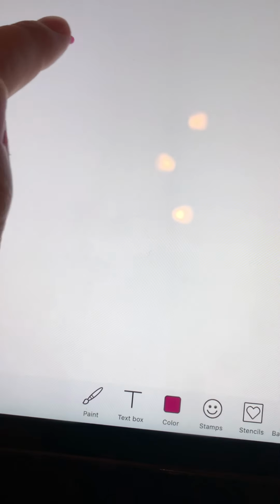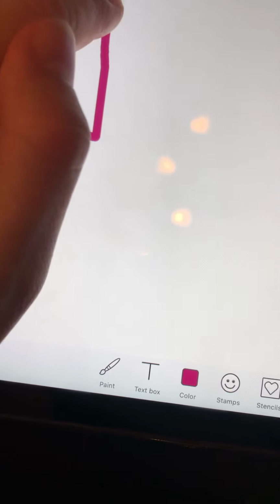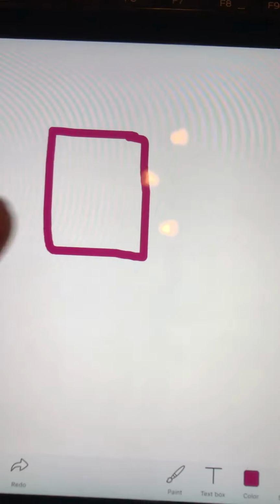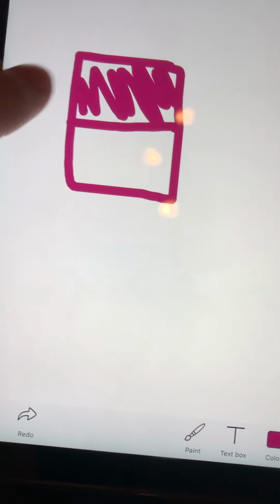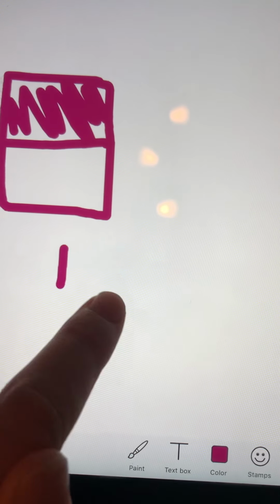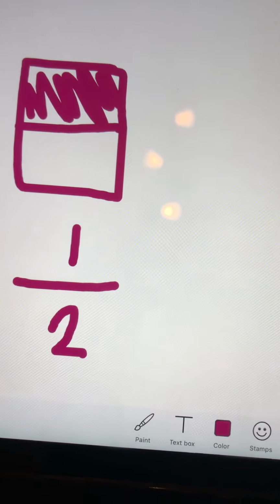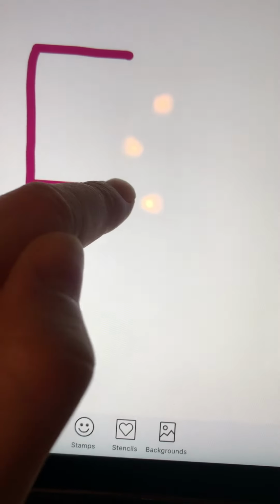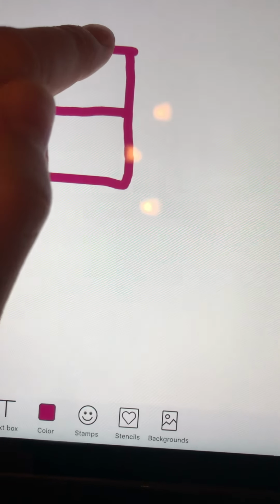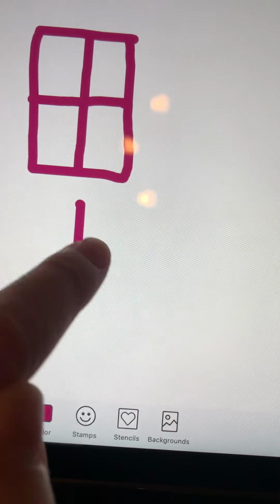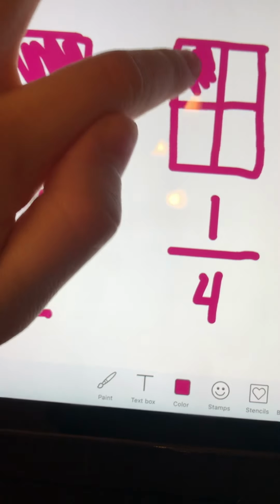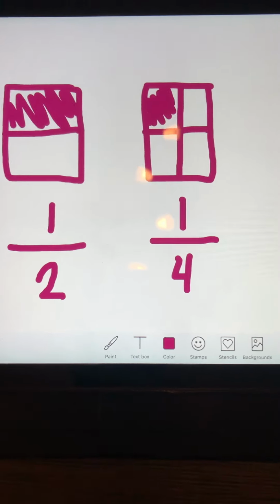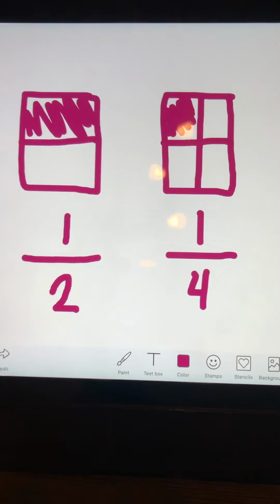I am going to draw a box, and I am going to draw a line and shade in 1/2. This is my half. Now I need to do the other one, which is a 1/4. So I'm going to draw a box and I'm going to draw 4 squares. And I'm going to write 1/4 underneath. Shade in that box.